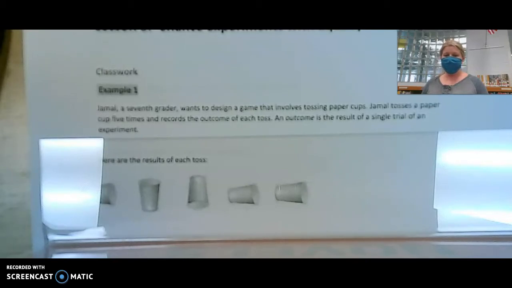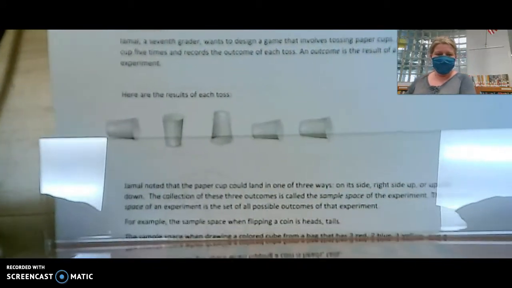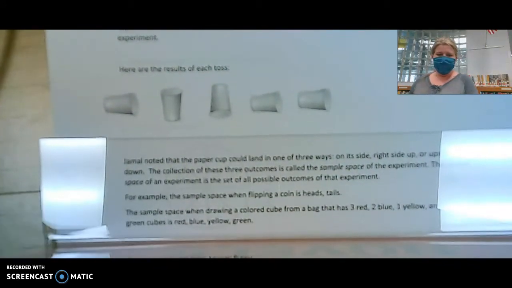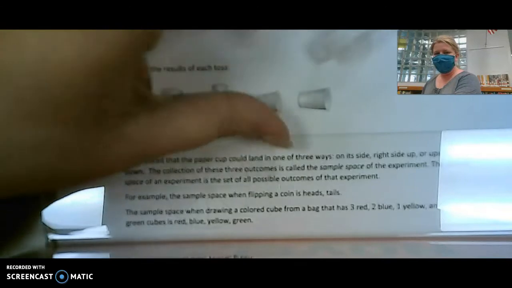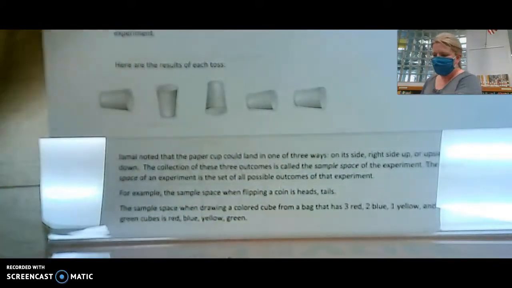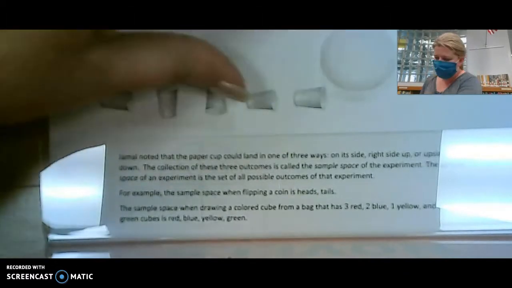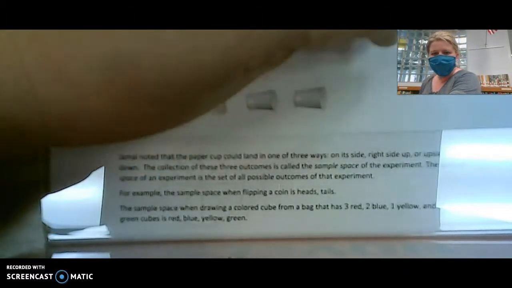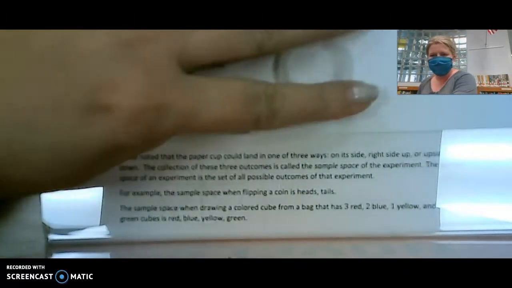Now an outcome is the result of a single trial of an experiment. So here are his results. Now he noted the paper cup could land in one of 3 ways. It could land on its side. So with my lid, this would be the side. It could land right side up, which would be this with my lid. Or it could land upside down, which is this with my lid.